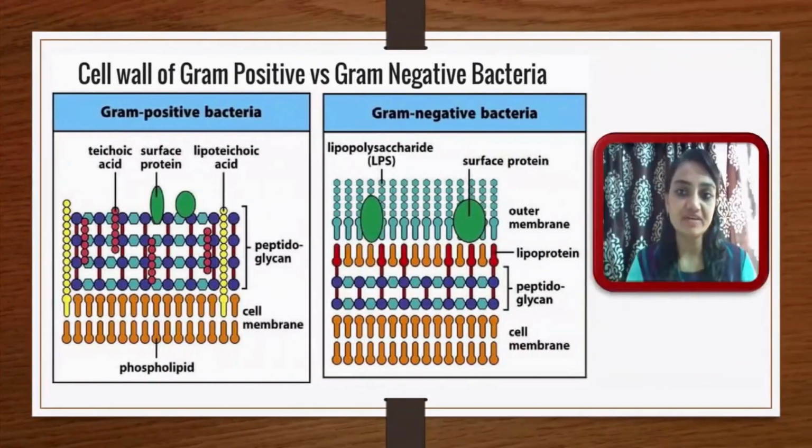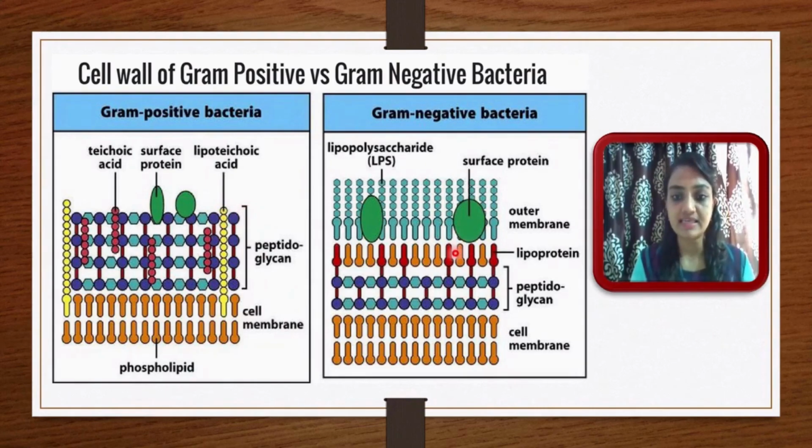Now let me try to understand more. Here you can see the cell wall of Gram positive versus Gram negative bacteria. The Gram positive bacteria cell wall has lipoteichoic acid. Here you can see some molecules, lipoteichoic acid, surface protein and teichoic acid. This is the peptidoglycan layer, the cell wall which is made up of one specific component, the peptidoglycan layer. And then the very common cell membrane is there, which is made up of phospholipids. This is the cell wall of a Gram positive bacterium.